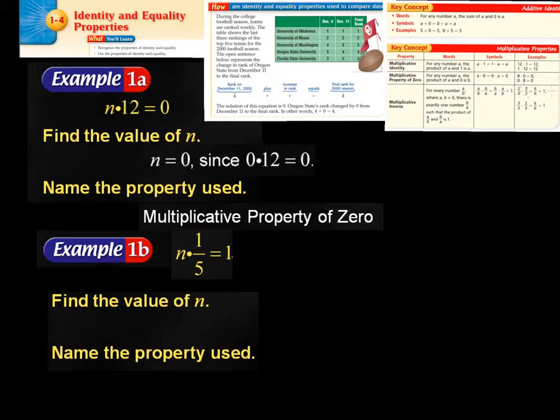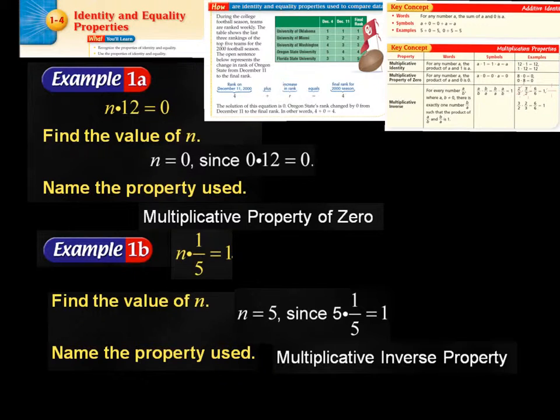This time I'm multiplying two numbers and I get a value of 1. So I'm getting a solution of 1, and it's going to be the multiplicative inverse. The multiplicative inverse of 1/5 would be 5 over 1, since we know 5 over 1, or 5 times 1/5, equals 1, and the property used was the multiplicative inverse property.